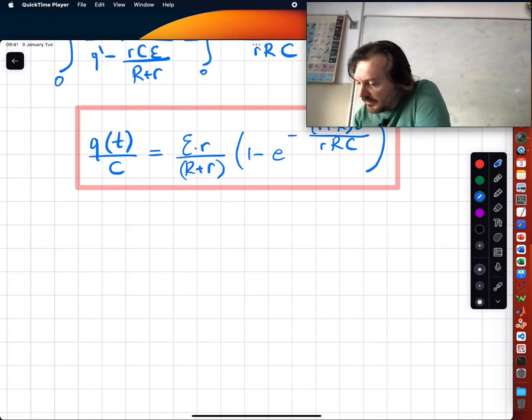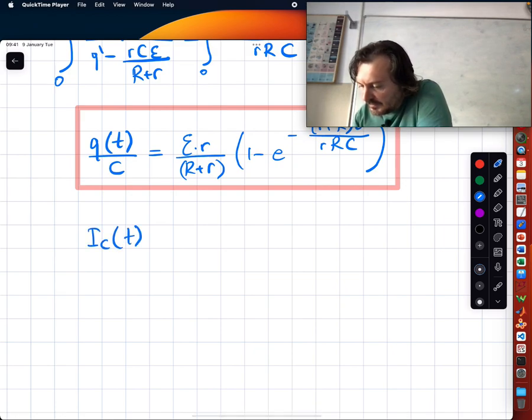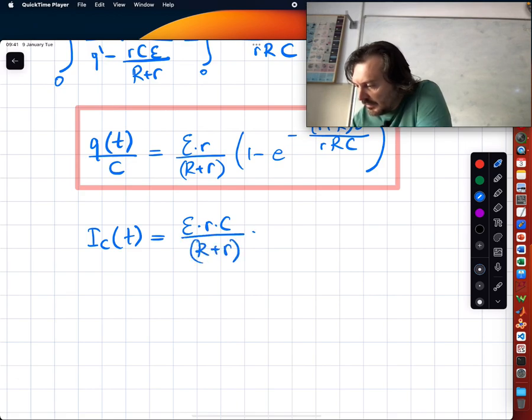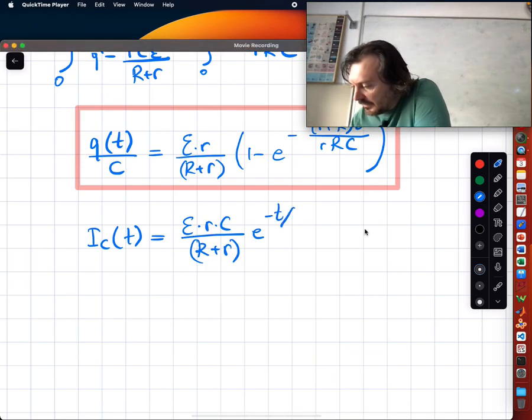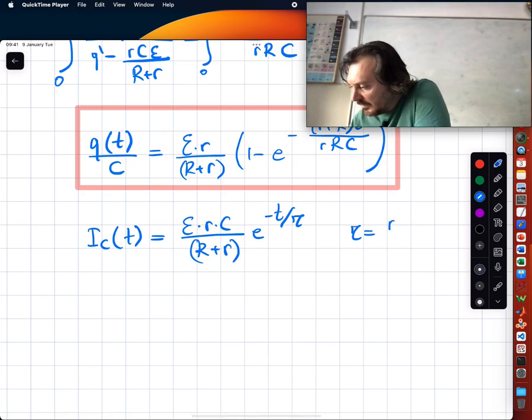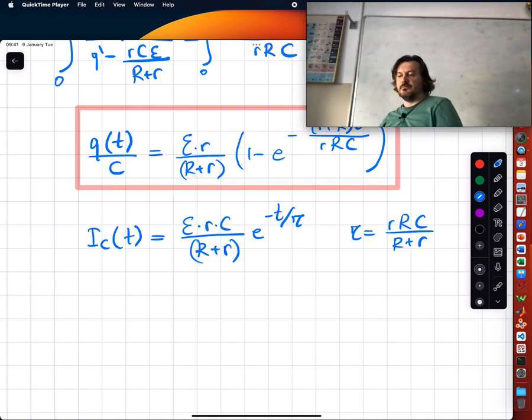So let me just write IC of t is just the derivative of this one, which will give me E times R times C over R plus R e to the minus t over tau, and you know what tau is. Tau is RRC over R plus R. Sure.